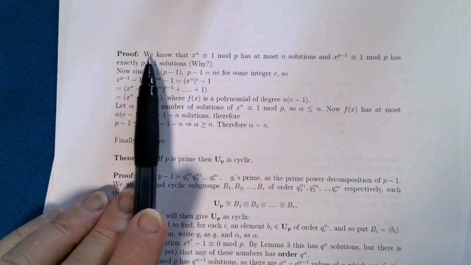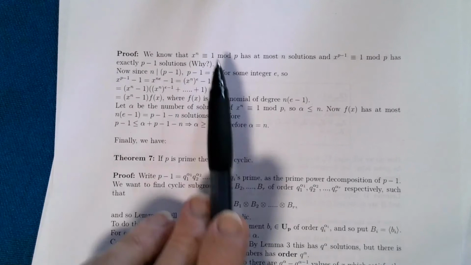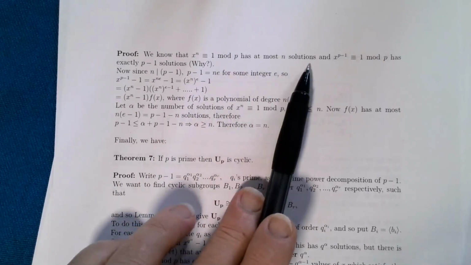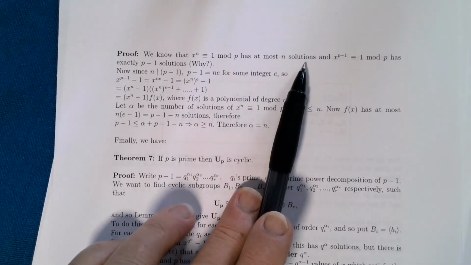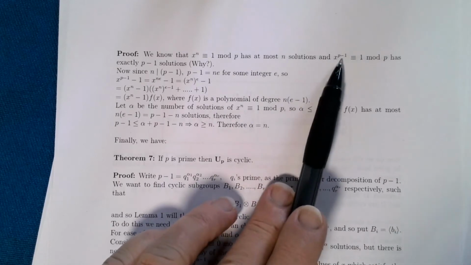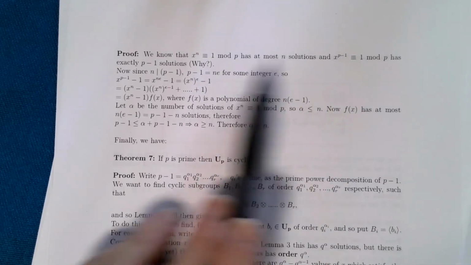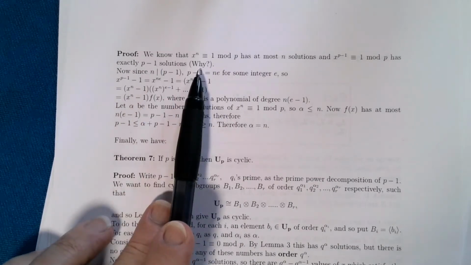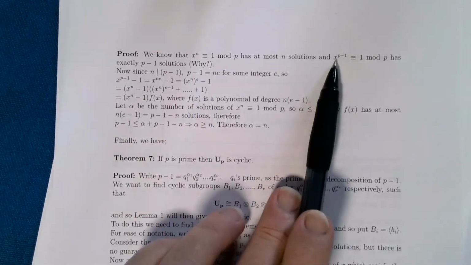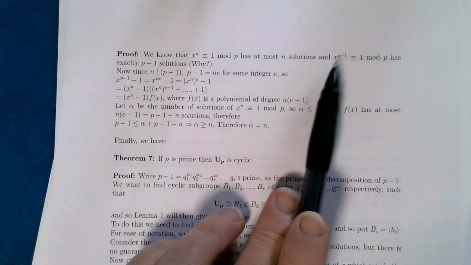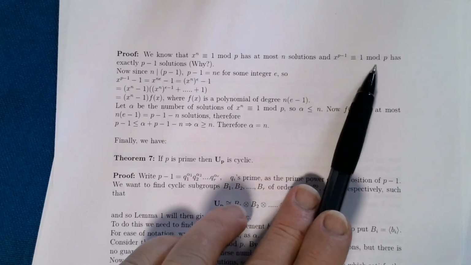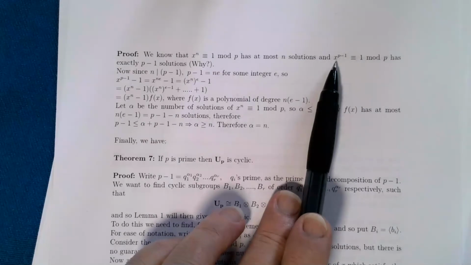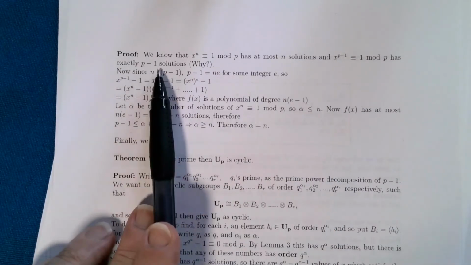We know that x to the n congruent to 1 mod p has at most n solutions. We just proved that a minute ago. And we know that x to the p minus 1 congruent to 1 mod p has exactly p minus 1 solutions. Why? That's Fermat's little theorem again. Any number x in Zp star will satisfy this equation, so there are exactly p minus 1 of those.